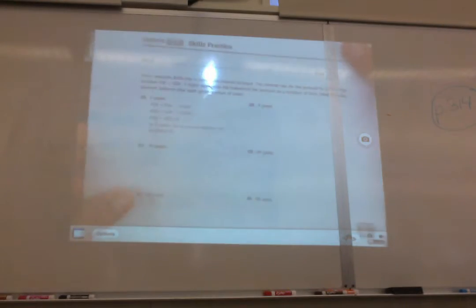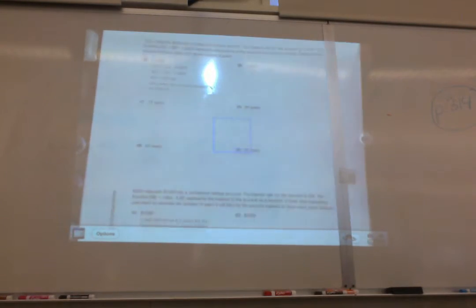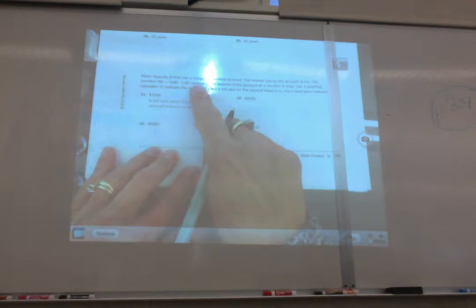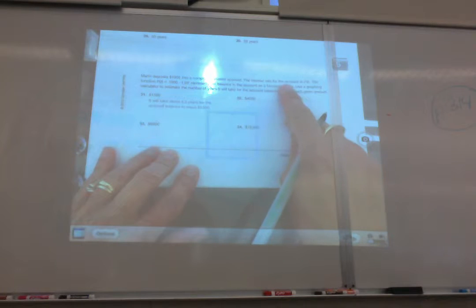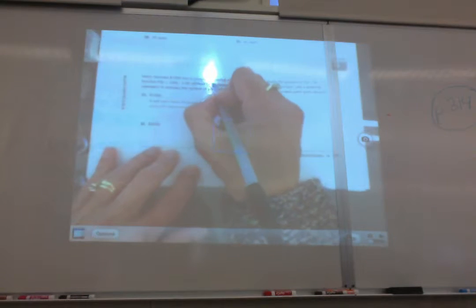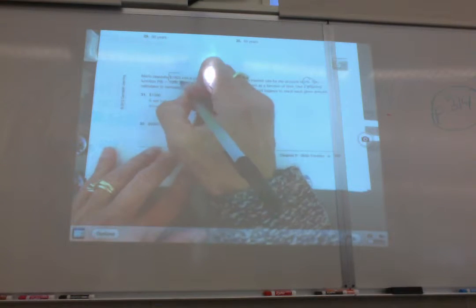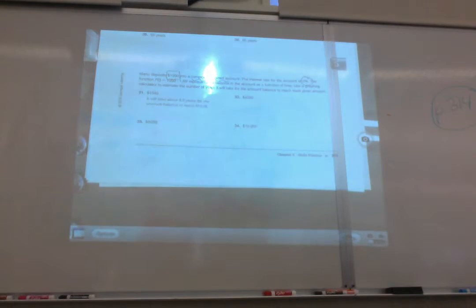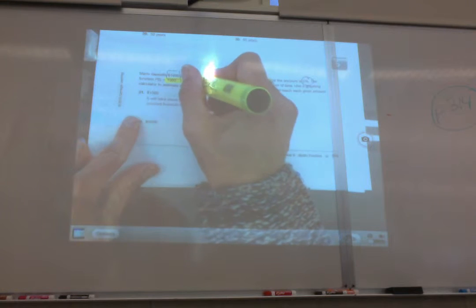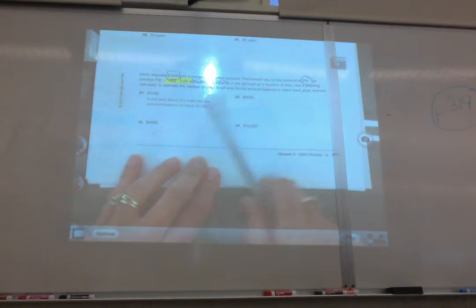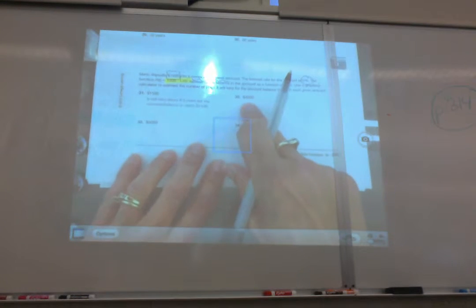Okay, let's see. 365. The bottom? Yeah. Okay. Mario deposits $1,000. It's compound interest. The rate is 5. The initial amount was 1,000. They already give you a function. Okay. Use graphing calculator to estimate the number of years it'll take for the account balance. So we're going to do the intersect feature.